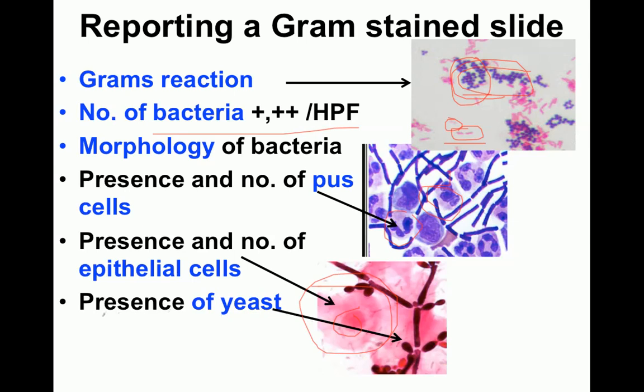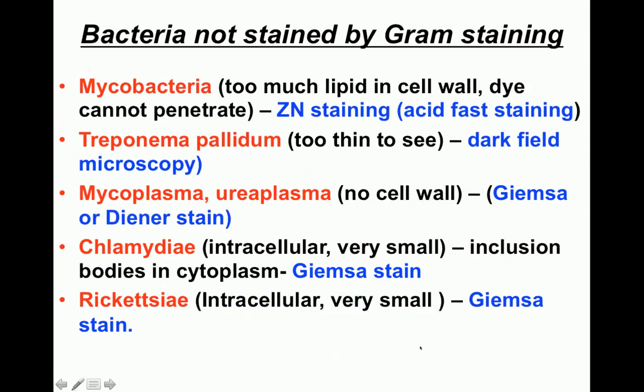And then another very important structure are the yeast cells or Candida. You see these yeast cells, budding yeast cells, and these are the hyphae which are present on the slide. So this is how you report the slide. First you tell us whether they are gram positive or gram negative, then you have to give the morphology of the bacteria, you have to mention the presence of pus cells, epithelial cells, and the yeast cells.